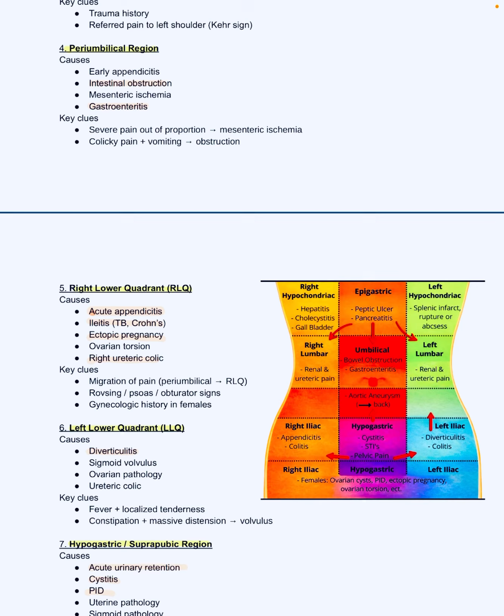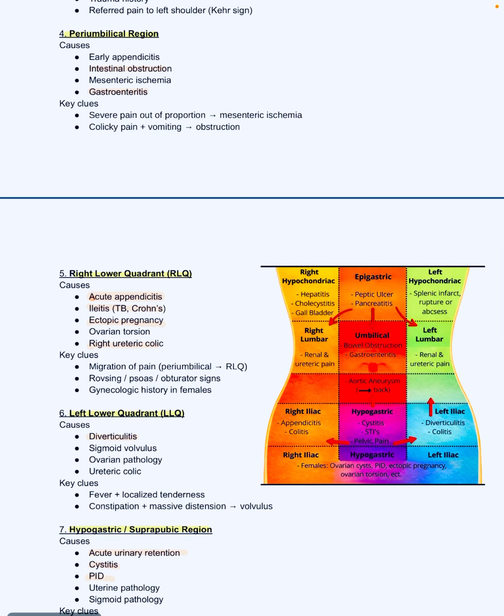Late case of acute appendicitis. Initially, it is in periumbilical region. Other causes are ileitis, that is Crohn's ileitis, tuberculous ileitis, ectopic pregnancy, ovarian torsion, and right ureteric pain. So the key clue is migration of pain from periumbilical to right lower quadrant, suggestive of acute appendicitis. We should check Rovsing's sign, Psoas sign, and obturator sign also, and take gynecological history in case of female.